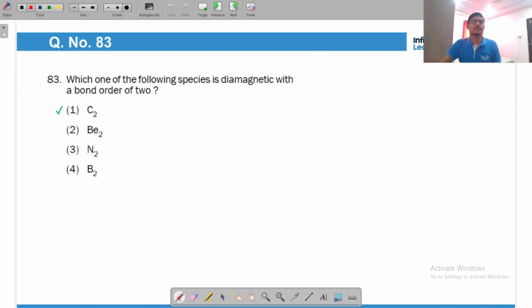Which one of the following species is diamagnetic with a bond order of 2? Of course, C2. In Be2, bond order is 0, and in N2, the bond order is 3. B2, bond order is 1. Okay, so that is the only correct answer.